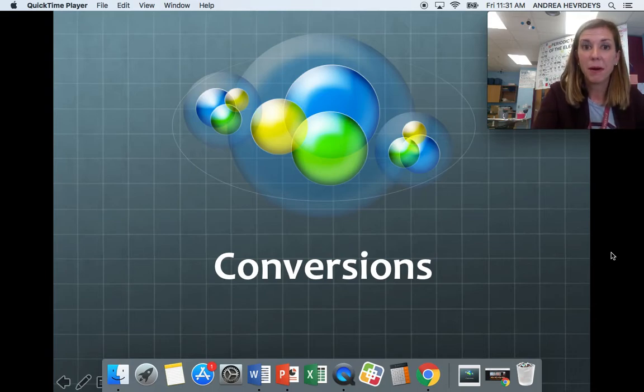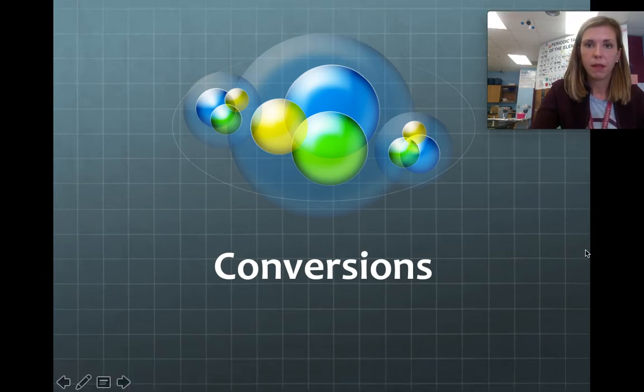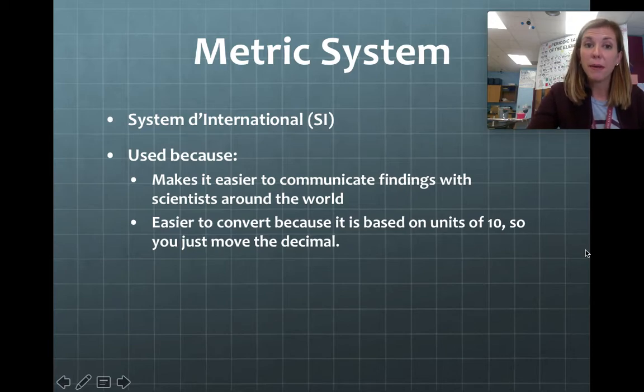Today we're going to be talking about conversions, both metric and English, using the same method, dimensional analysis. We're going to start with the metric system today. The Système International, or the SI system, is also known as the metric system. We use this in science because it makes it easier to communicate findings with other scientists throughout the world who all use the metric system, except for us. And it's easier to convert because it's based on units of 10.